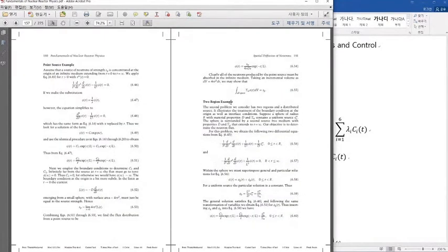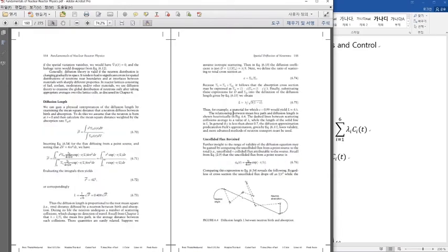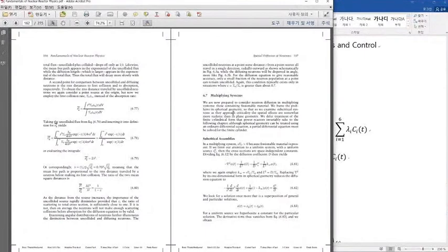The two region example was introduced to apply the interface condition. And then diffusion approximation validity, and then 6.7 multiplying systems. From now on, the fission neutrons are introduced.